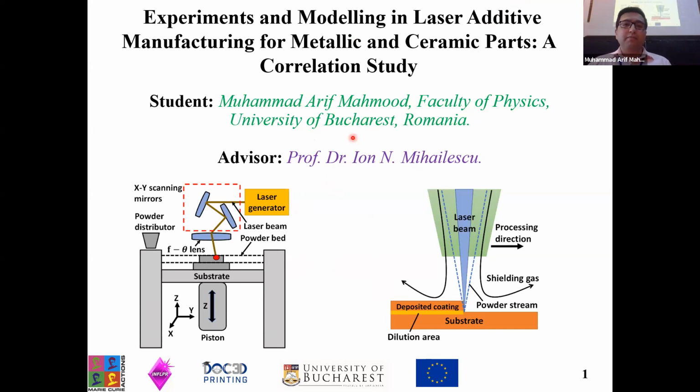My name is Mohammad Arif Mahmood and I am a PhD student under Professor Marie Sklodowska-Curie. My thesis title is Experiments and Modeling in Laser Additive Manufacturing for Metallic and Ceramic Parts, a Correlation Study. This thesis has two major sections, the experiments and the simulations. Every simulation model which we developed during this study was validated with the experimental results. And we started from metals and gradually moved from metals to ceramic parts.